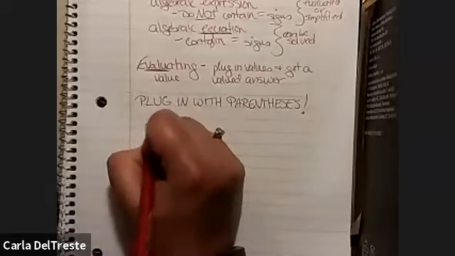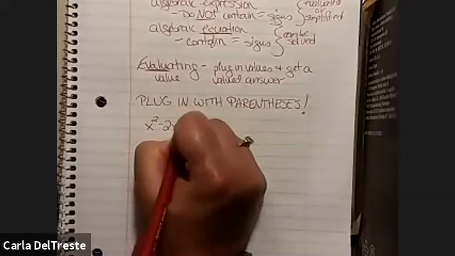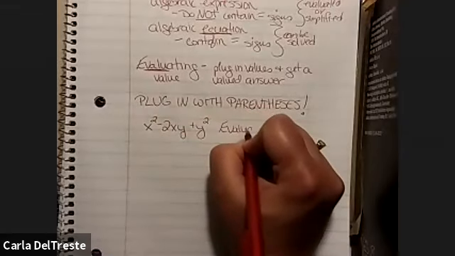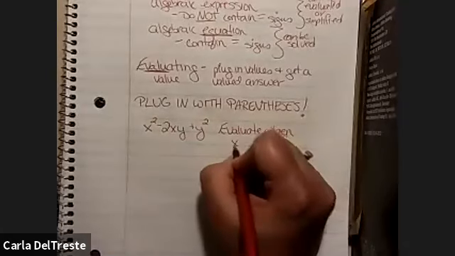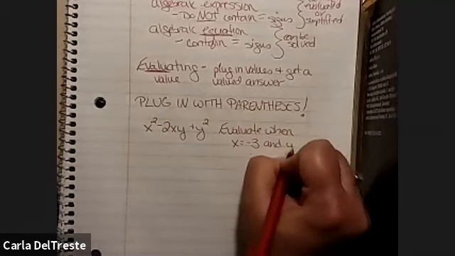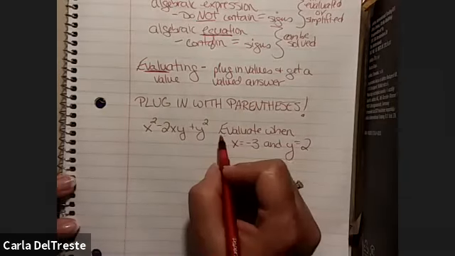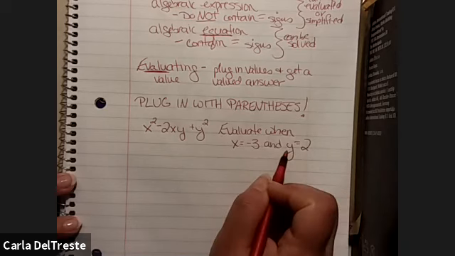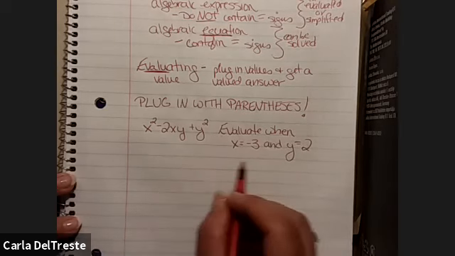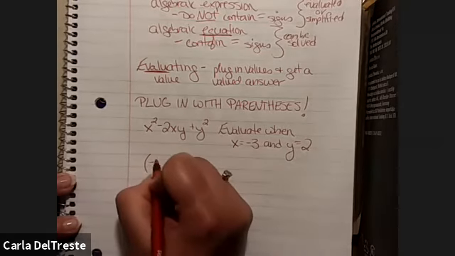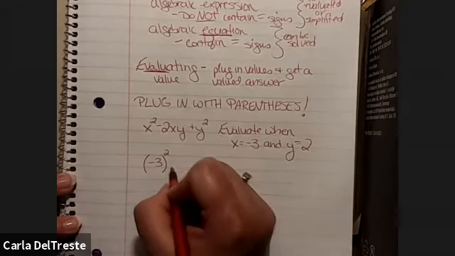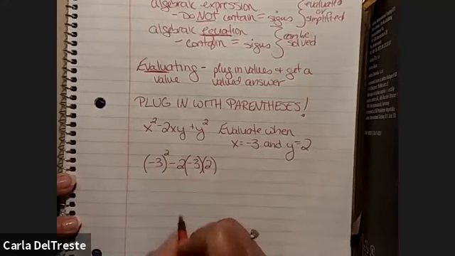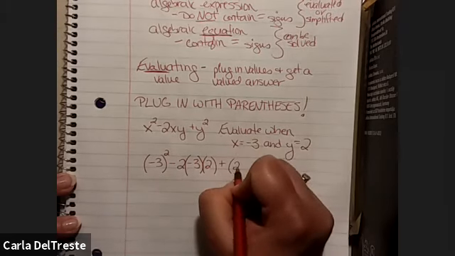So let's take a look at the expression x squared minus 2xy plus y squared, and we're being asked to evaluate when x equals -3 and y equals 2. Remember what evaluate means. This is asking us to plug in -3 for x and 2 for y with parentheses and then work it out. So this is going to be (-3) squared minus 2(-3)(2) for the x and the y, and then plus (2) squared.